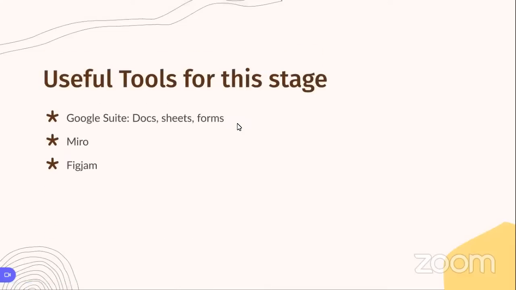So useful tools for this stage: Google Suite, Google Docs for writing your research plan, then Google Sheets for analyzing your form responses, and then Google Forms for your surveys. And then for research analysis, FigJam is a whiteboarding tool. FigJam belongs to Figma, but this time it's for whiteboarding.